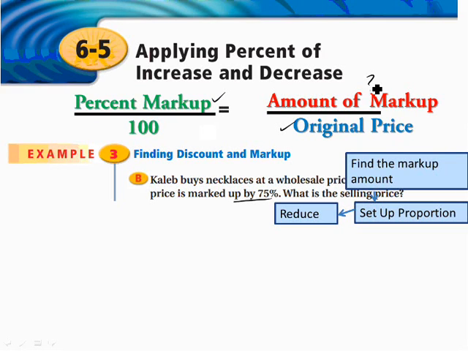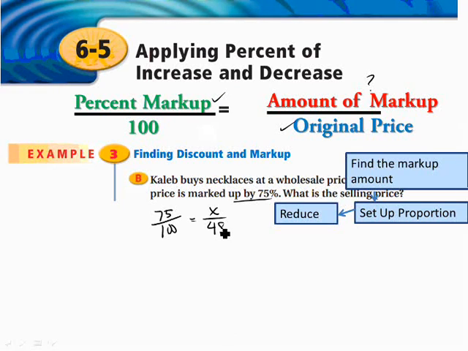Oops, I'm ahead of myself. I don't want to reduce yet. I have nothing yet to reduce. The percentage is 75 over 100. The amount of markup we do not know. I like X. You may prefer another letter, but keep in mind that I am a professional. I've covered it up there, but the wholesale price was $48, the original amount. 48. There we are. Now I can reduce.